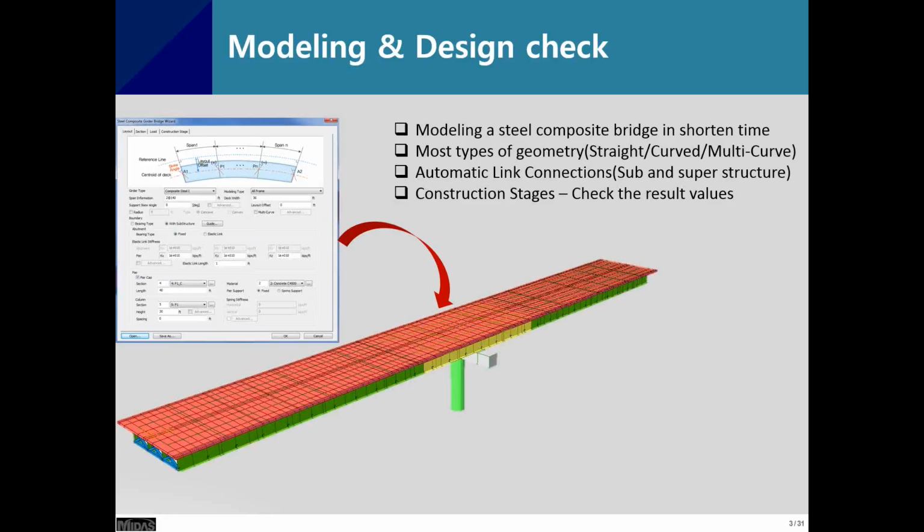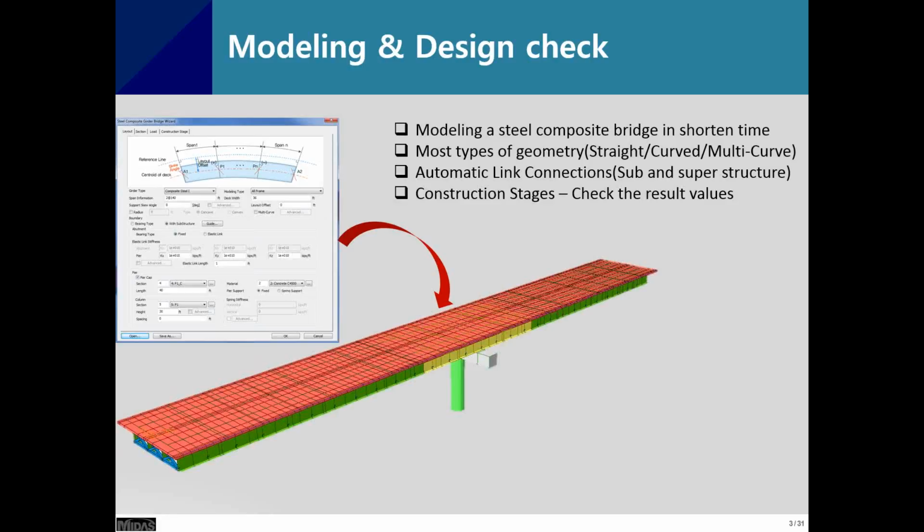And in terms of geometry, the steel composite bridge widget covers straight, curved, and multi-curve. Most types of geometry can be covered in the steel composite bridge widget. And the next one is automatic link connections. So once you create your bridge through the steel composite bridge widget, you don't really need to consider the link connections such as elastic link or rigid link. It's automatically connected through the steel composite bridge widget.